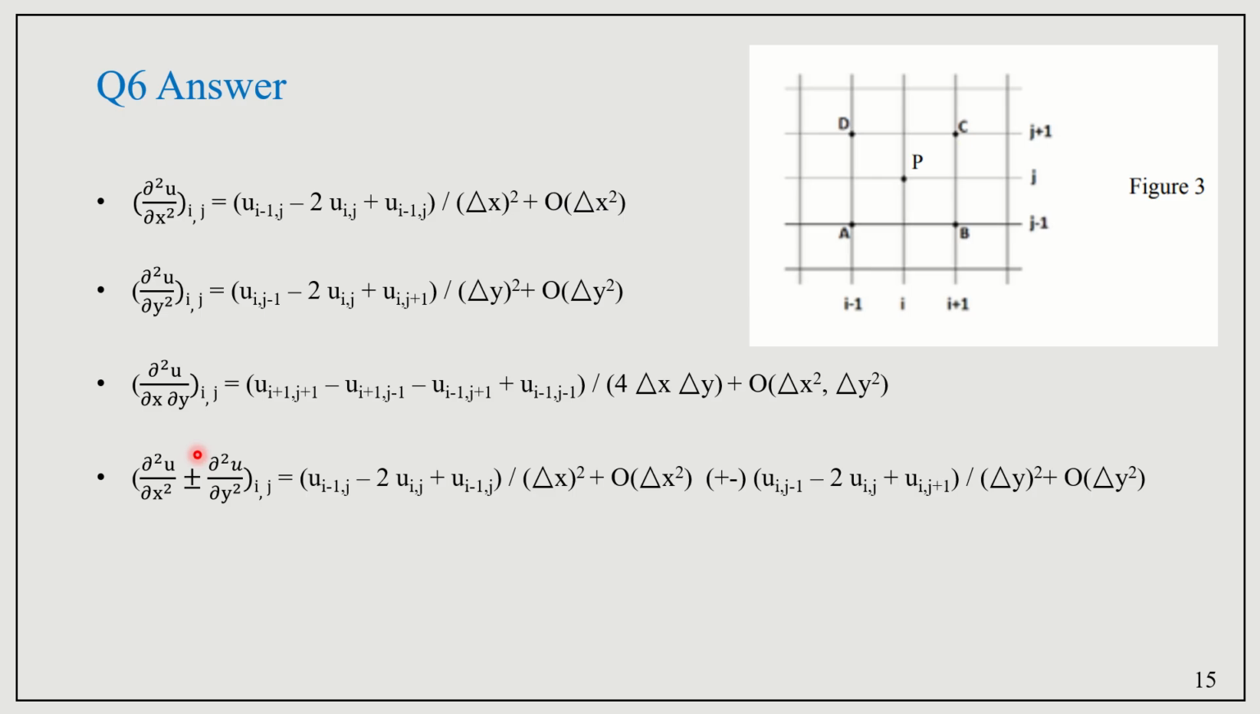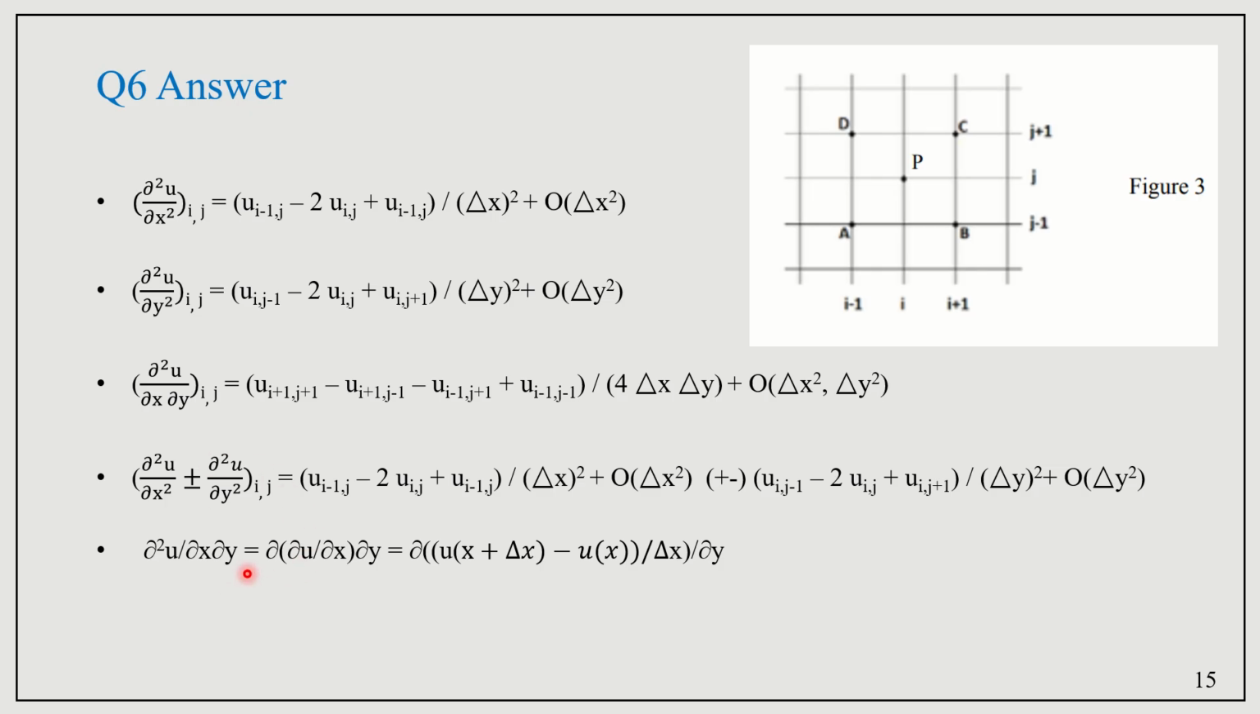Again, if the other options like ∂²u/∂x² plus ∂²u/∂y², or ∂²u/∂x² minus ∂²u/∂y², it will basically give us these terms only. There is no possibility of getting the corner points. So the answer is ∂²u/∂x∂y.